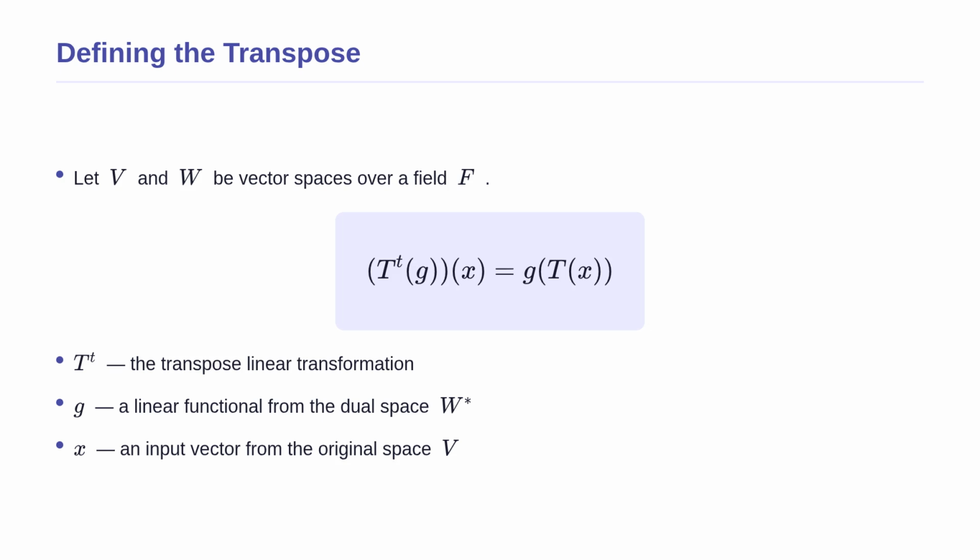This equation tells us that evaluating the transposed functional on an input vector is exactly the same as transforming the vector first and then evaluating the original functional on that result.